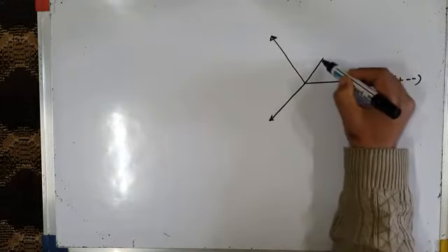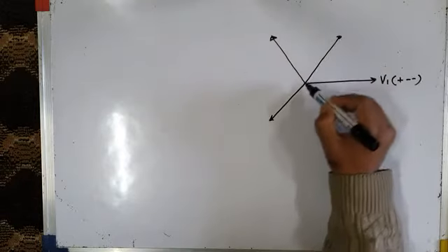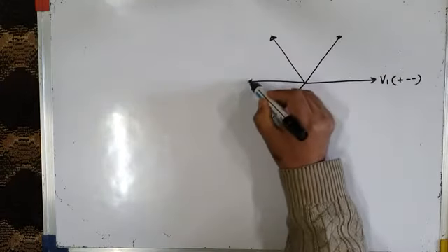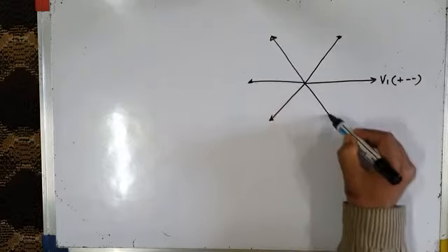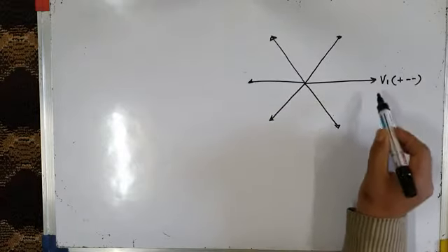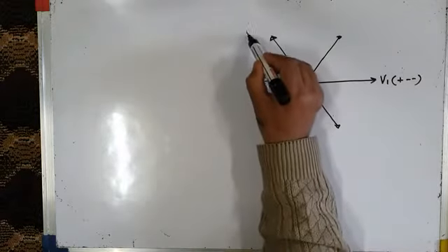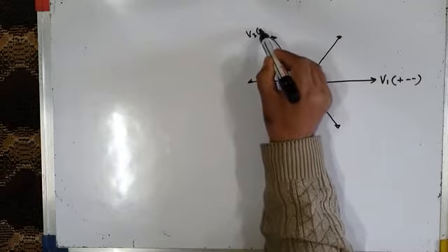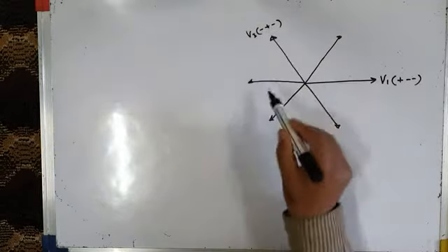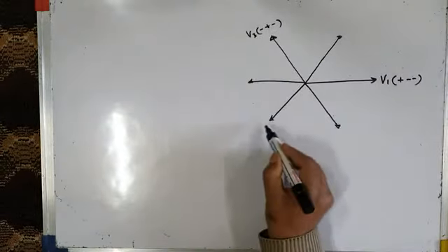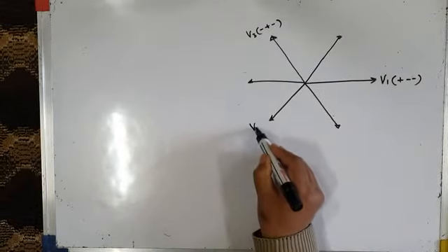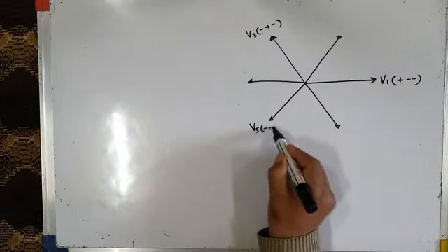So already discussed in previous class. So let us recap what we have learned in that class. So this is V3, minus plus minus, RY, and this is B. This is V5, minus minus plus.